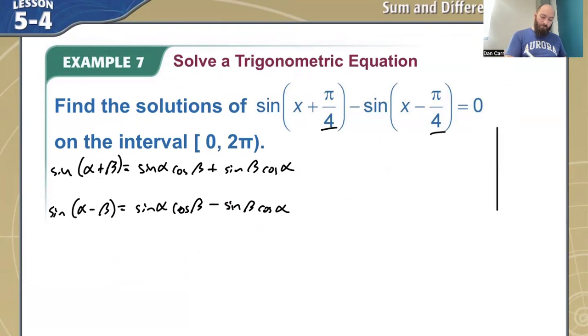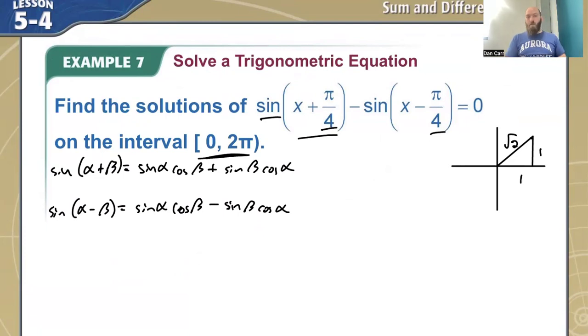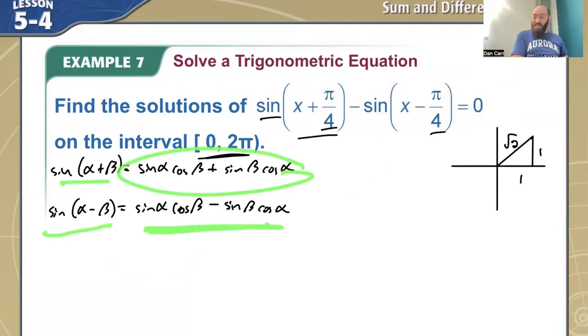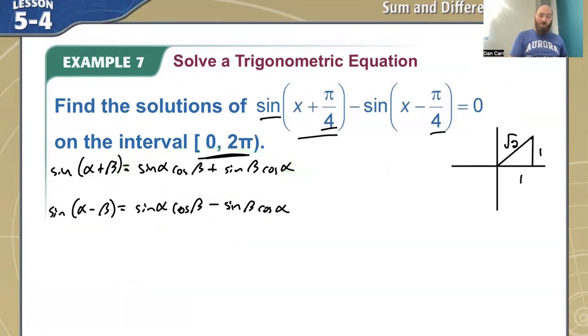In the first quadrant, 1, 1, root 2. Okay, so what we want to solve for is sine of x plus pi over 4 minus sine of x minus pi over 4 equals 0, specifically on the interval of 0 to 2 pi. It's going to be complicated, so we're going to put these together. Here are my two identities for the sum and the difference. We're going to put this minus this is what it's going to boil down to.